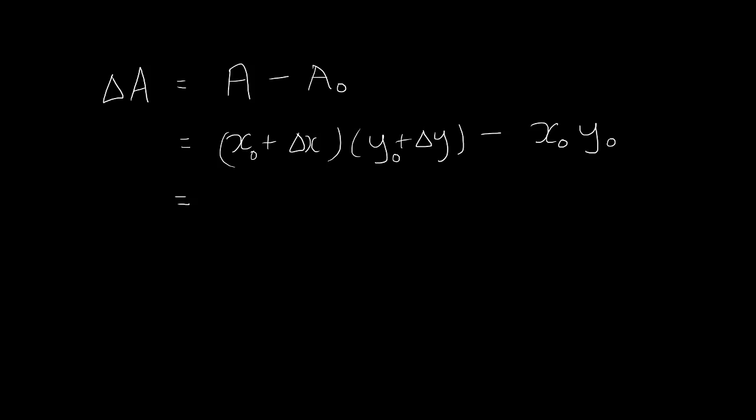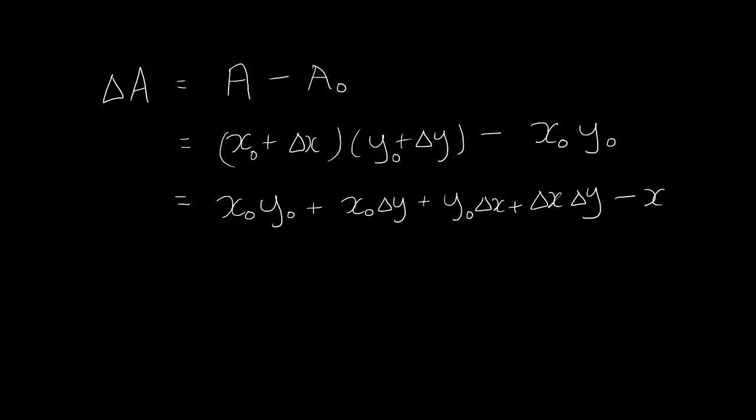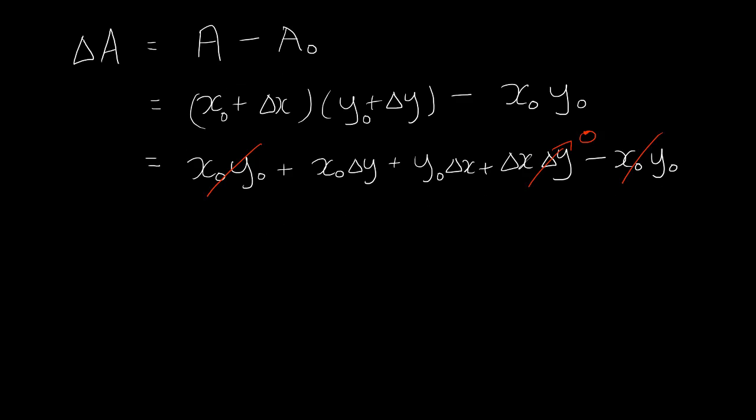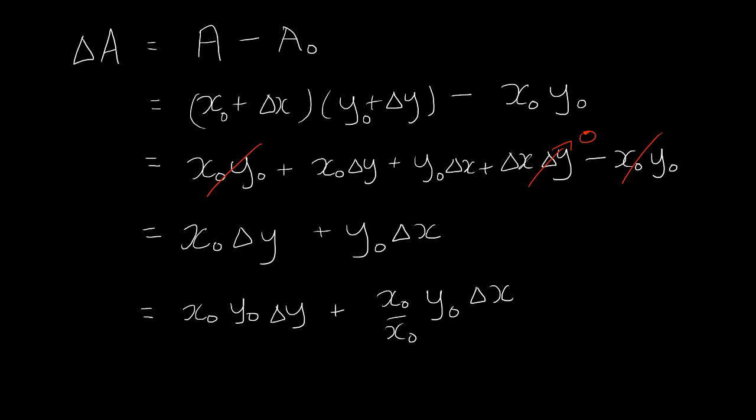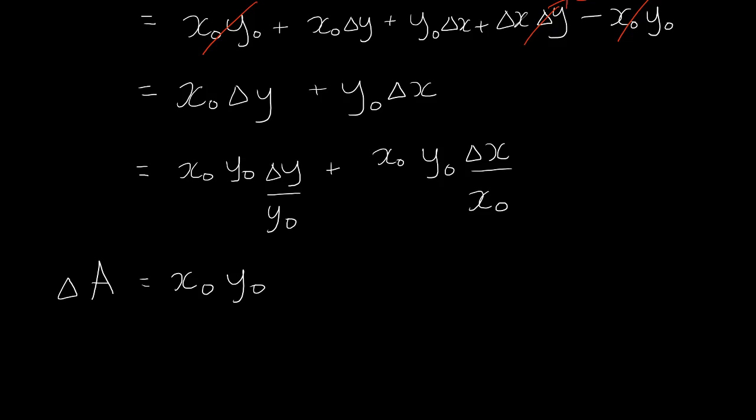Then expanding equals x0 y0 plus x0 delta y plus y0 delta x plus delta x delta y minus x0 y0. The x0 y0 cancel, and we neglect delta x delta y to get delta A equals x0 delta y plus y0 delta x as we saw graphically. We can rewrite this as delta A equals x0 y0 times (delta x over x0 plus delta y over y0).